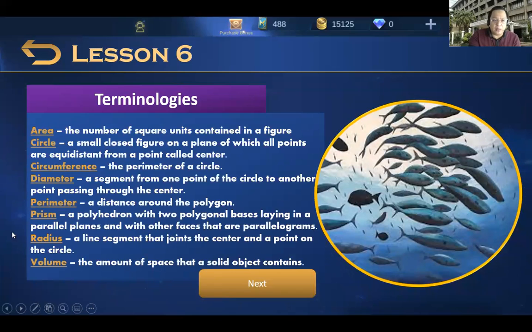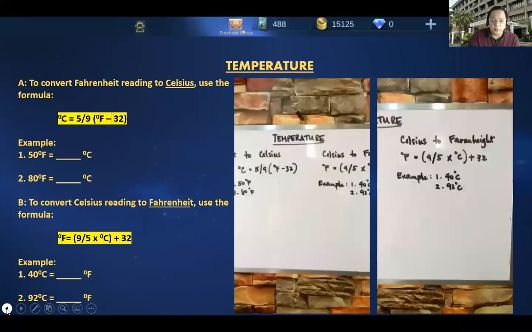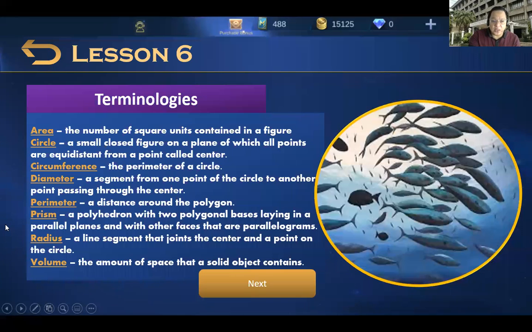We have area, the number of square units contained in a figure. Circle, a small closed figure on a plane of which all points are equidistant from a point called the center. Then we have circumference, the perimeter of a circle. Diameter, a segment from one point of the circle to another point passing through the center. Perimeter, a distance around the polygon. Prism, a polyhedron with two polygonal bases lying in parallel planes and with other faces that are parallelograms. Radius, a line segment that joins the center and a point on the circle. Volume is the amount of space that a solid object contains.